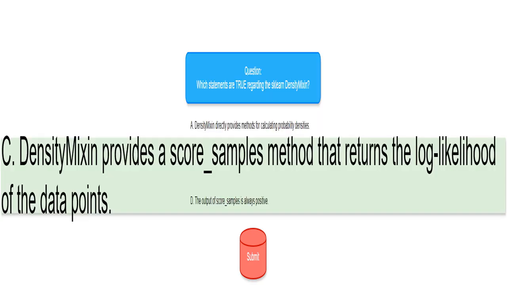DensityMixin doesn't directly calculate probabilities. Instead, it provides the score_samples method. This method is really important because it calculates the log likelihood, a measure of how likely the observed data is given a model. A higher log likelihood indicates a better fit. This is the core functionality.